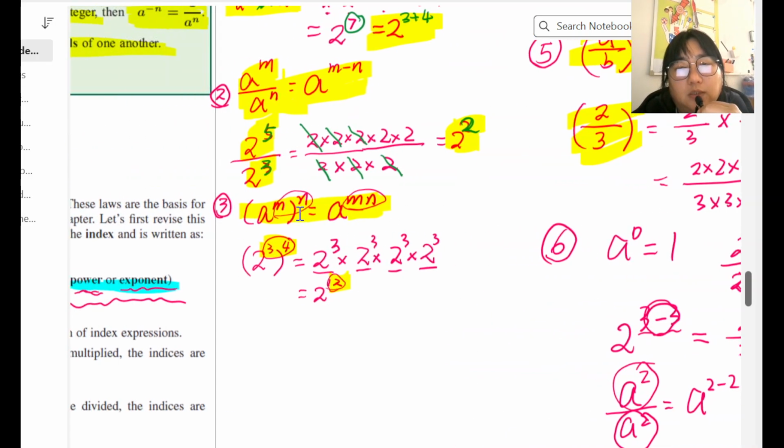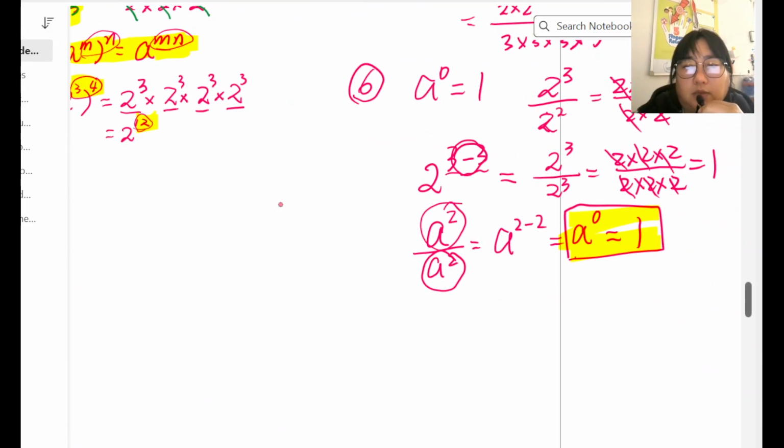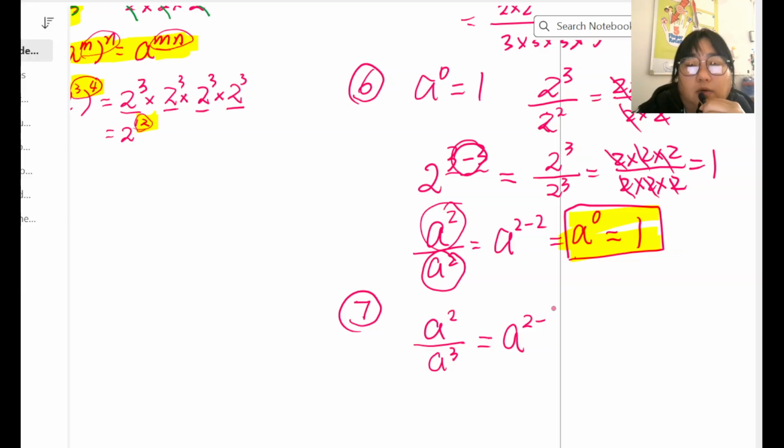Okay, now we check number 7. Number 7 is if we have negative indices, can we write it down like this? Okay, so now we use 7. So I use a to the power of 2 divided by a to the power of 3 this time. So from the index law, I should use 2 take 3. So that is a to the power of negative 1.